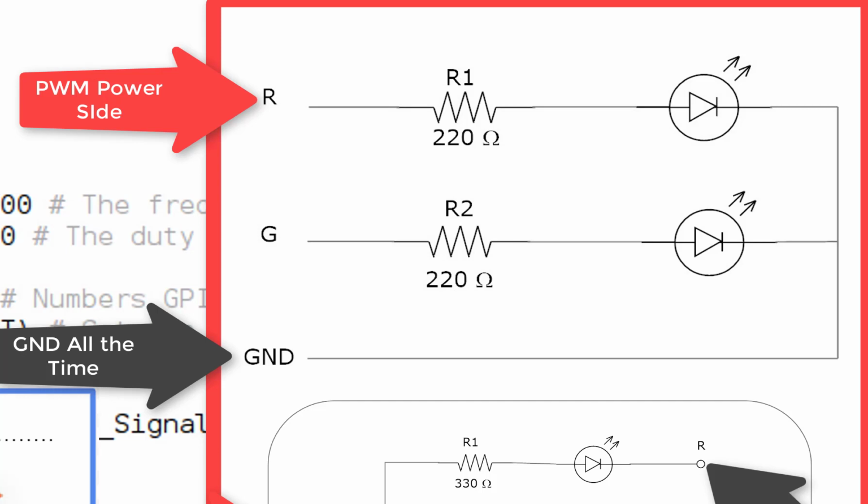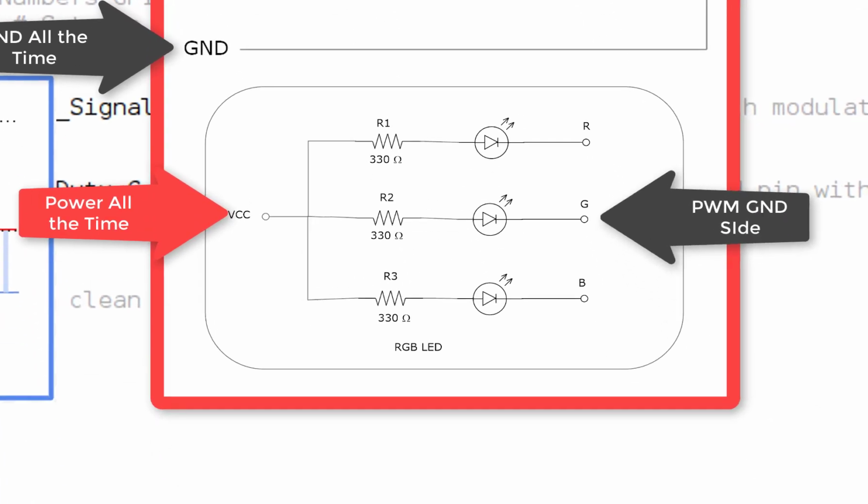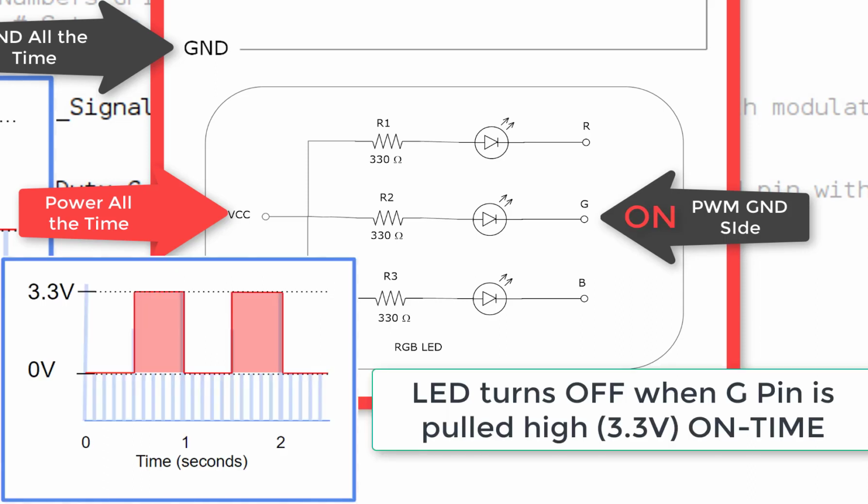What's different about this is we are not connecting to a ground that is a ground all the time. Our VCC pin connects directly to power. The side that we will be doing pulse width modulation on is on the ground side. It is a low side driver. We will be pulse width modulating the ground pins for the R, G, and B pins.